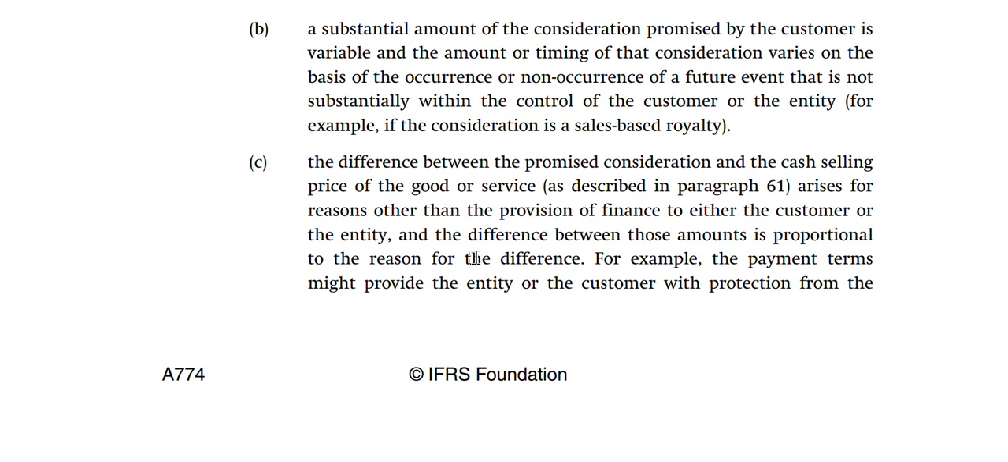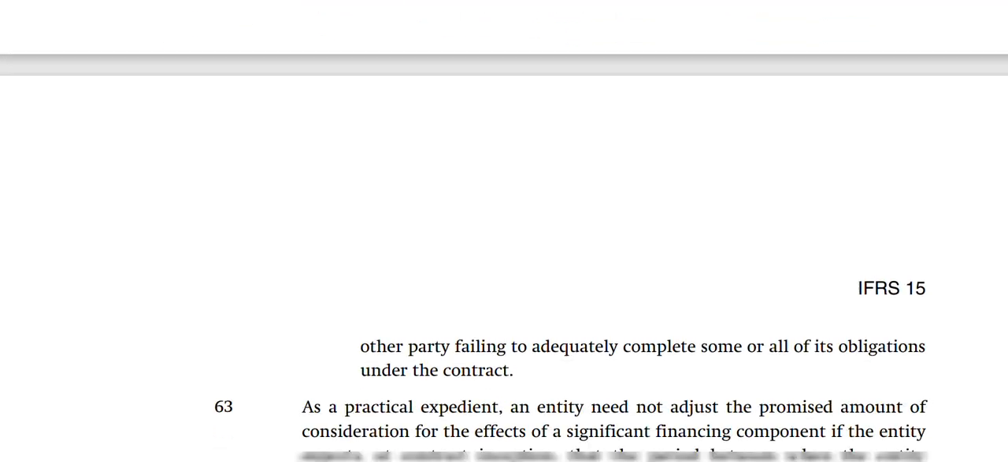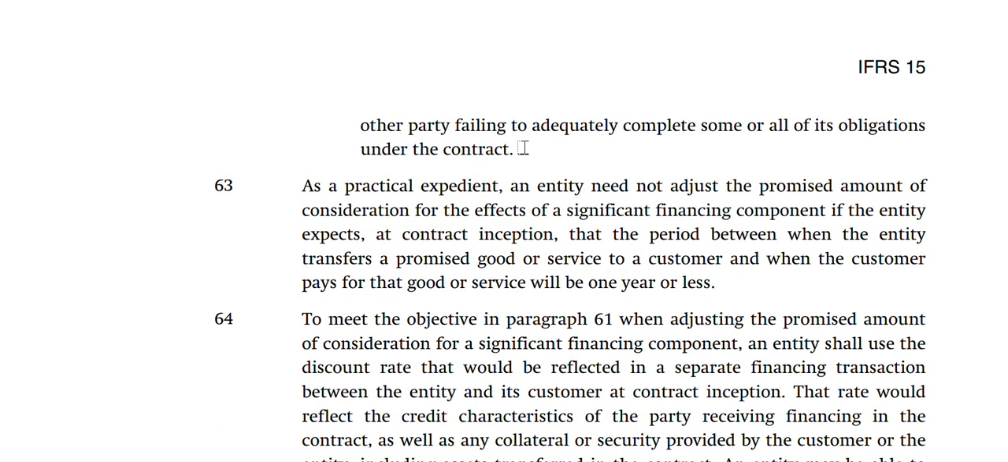The difference between the promised consideration and the cash selling price of the goods or services arises for a reason other than the provision of finance to either the customer or the entity, and the difference between those amounts is proportional to the reason for the difference. For example, the payment terms might provide the entity or the customer protection from the other party failing to adequately complete some or all of its obligations under the contract.